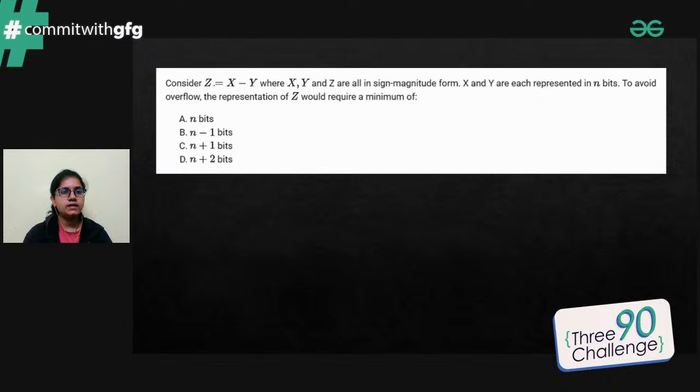Consider z equals x minus y, where x, y, z are all in sign magnitude form. X and y each are represented in n bits. To avoid overflow, the representation of z would require a minimum of how many bits?